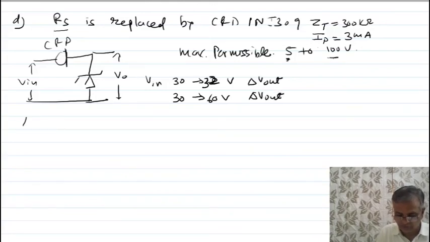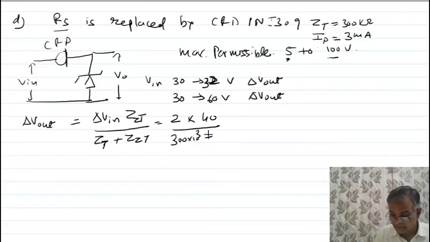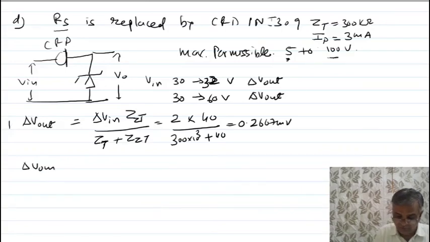So it's a very simple equation, already you know. Delta VO is nothing but delta V in into Zener impedance ZZ upon ZT plus ZZ. So this is only 2 volt, this we already did. This is 2 multiplied by 40 upon 300 kilo ohm plus 40, so you will get of the order of 0.2667 millivolt.